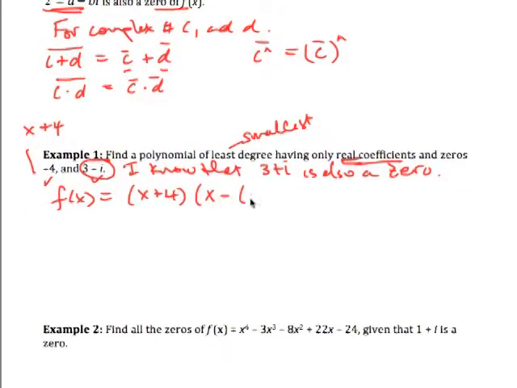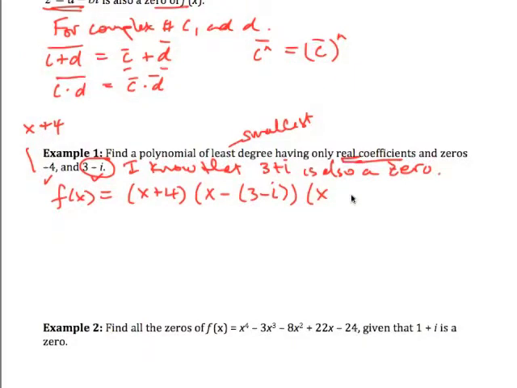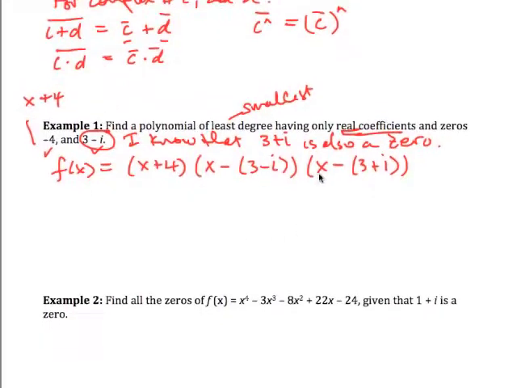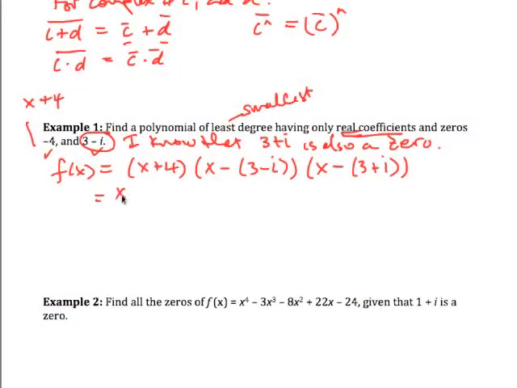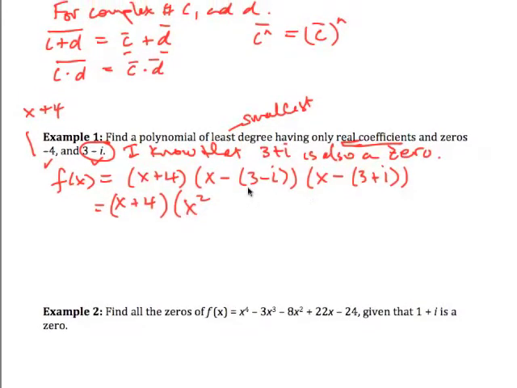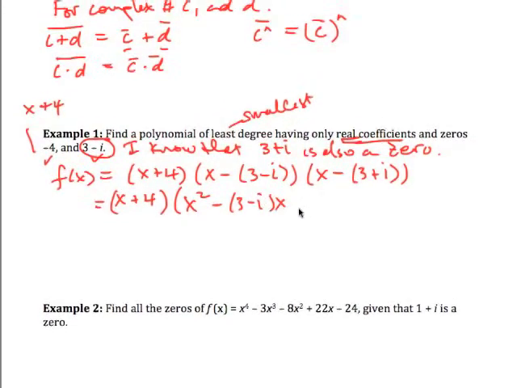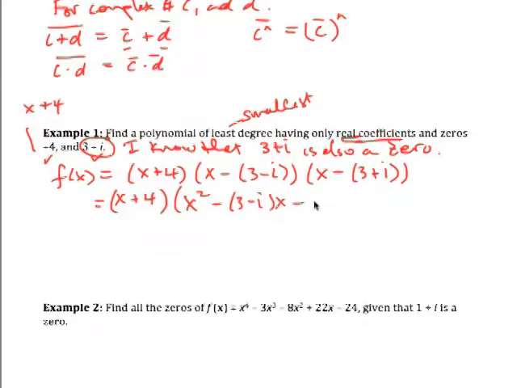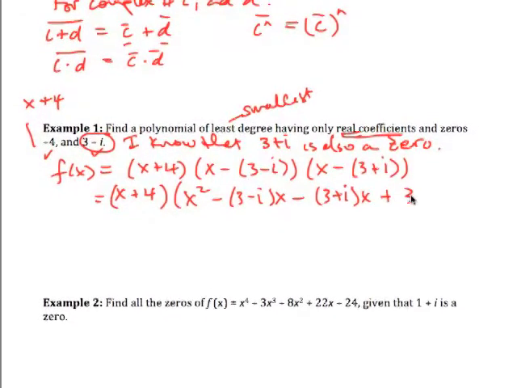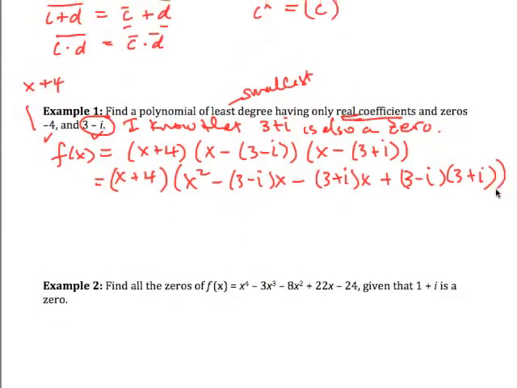Then we have x minus 3 subtract i, use the parentheses. And then, of course, we have x minus 3 plus i. Alright, and so this would be our polynomial. And, of course, this would be x plus 4. Now, what happens if I multiply this out? Well, I get x squared. I'm going to have negative 3 minus i x minus 3 plus i x, and then finally plus 3 minus i times 3 plus i. Alright, so that's what we have so far.